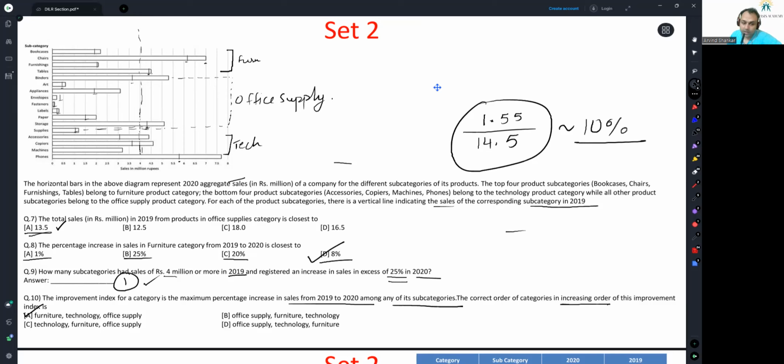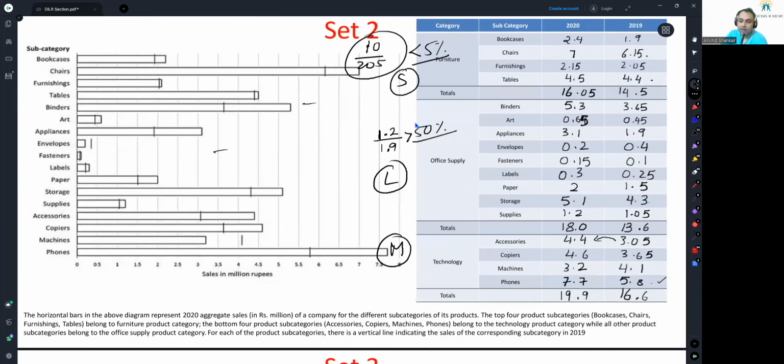Then the improvement index for category is maximum percentage increase in sales from 2019 and so on. We had to find out within these groupings, at what place can we see the greatest percentage increase. You will check it, you will get to your final result. That is all. You don't really need to make this entire table in the exam situation. That was for explanation purposes, for getting across the point that if it appears in CAT, if it appears in an online paper, precise value ascertaining is not a skill that they're testing. Okay.